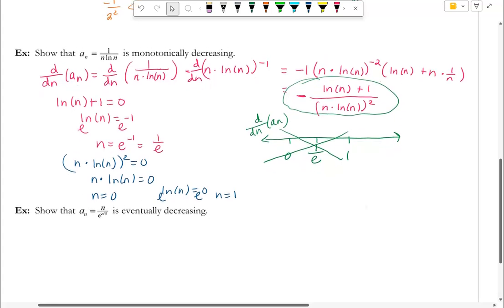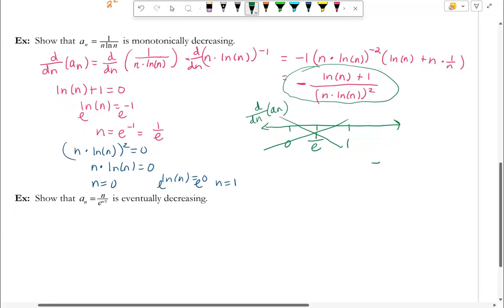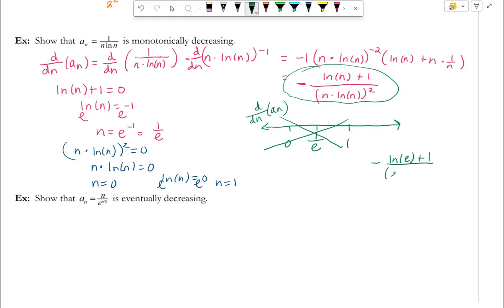So I get, remember, there's a negative out front of my derivative, the natural log of e plus 1 in my numerator over e times the natural log of e, that quantity squared. Well, the natural log of e plus 1 is just 1 plus 1, which is 2. And my denominator is e times ln of e squared, which is just e times 1 squared, so e squared. So we get -2 over e squared.